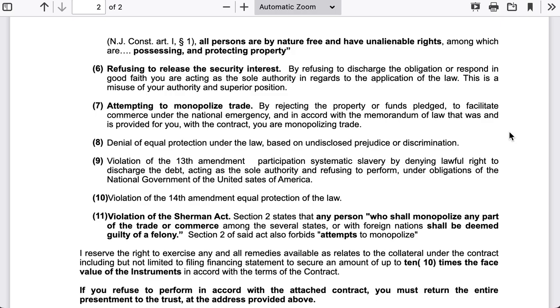These are other things that can lead to suspension and disbarment out of government systems, the inability to be bonded. These are some of the things that you will find when you look into the GSA system. Attempting to monopolize trade by rejecting the property or funds pledged to facilitate commerce under the national emergency and in accordance with the memorandum of law that was and is provided for you with the contract, you are monopolizing trade.